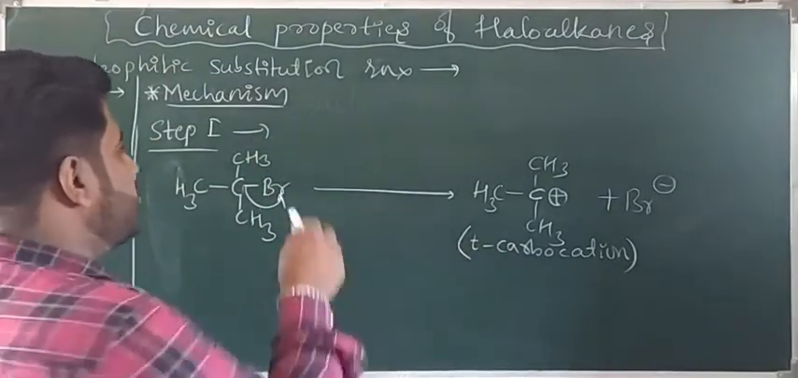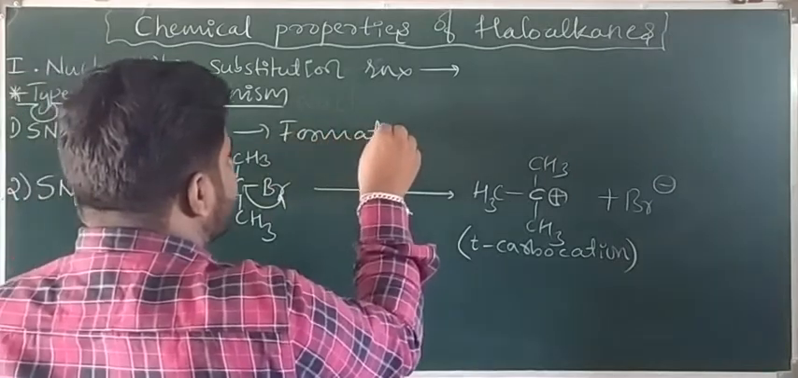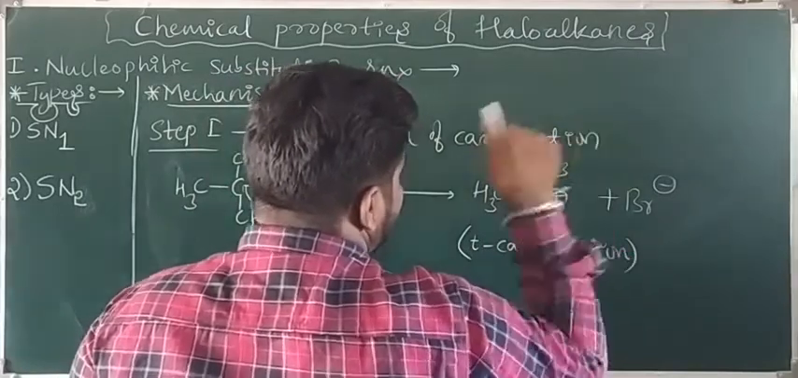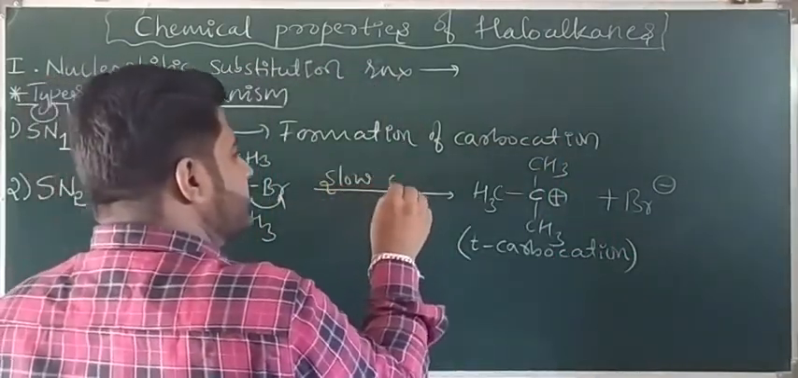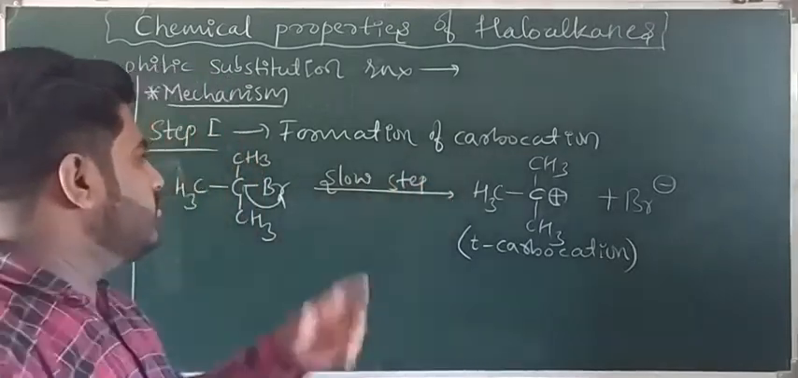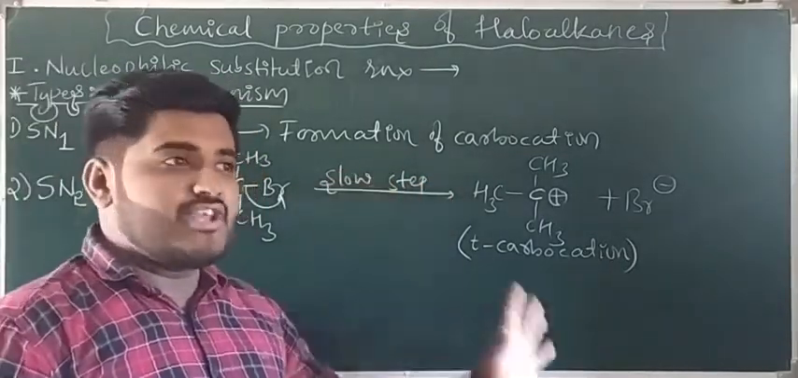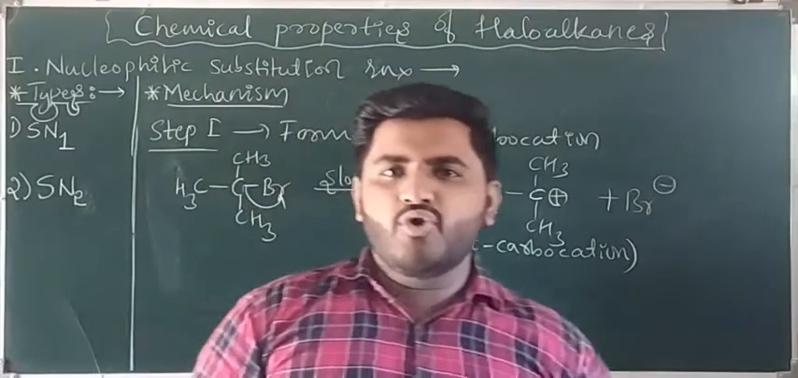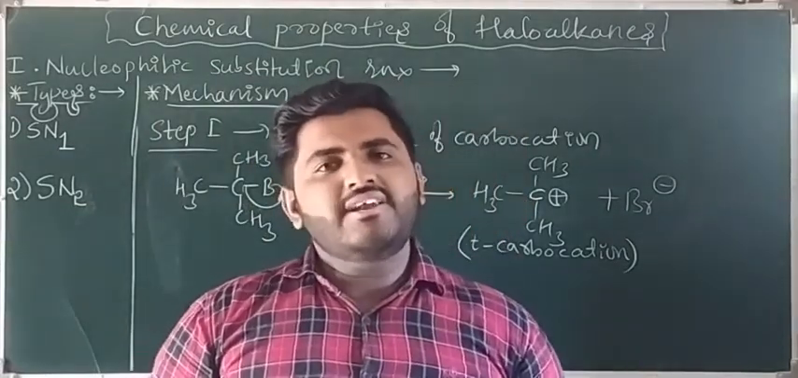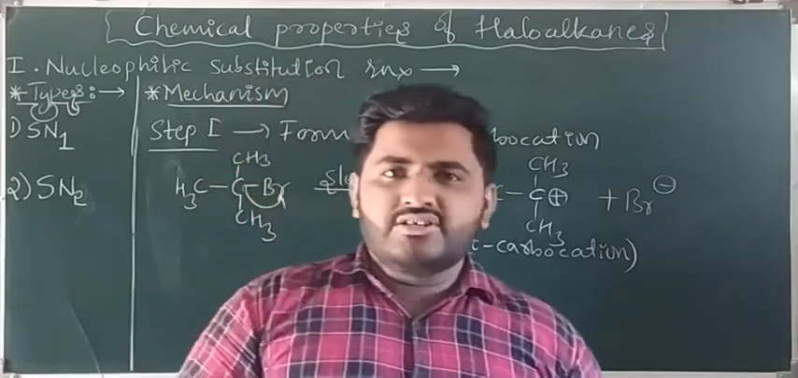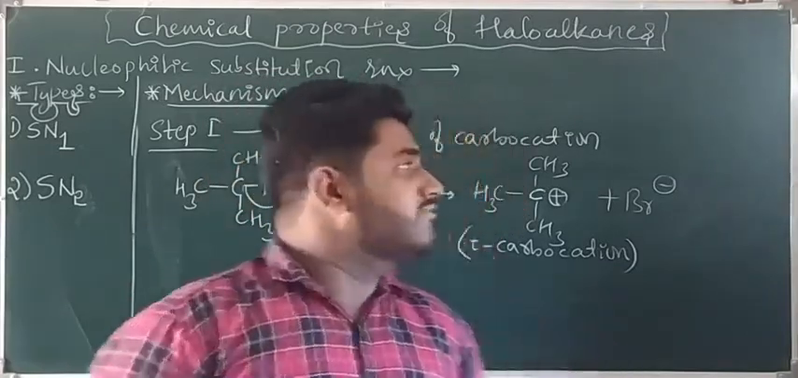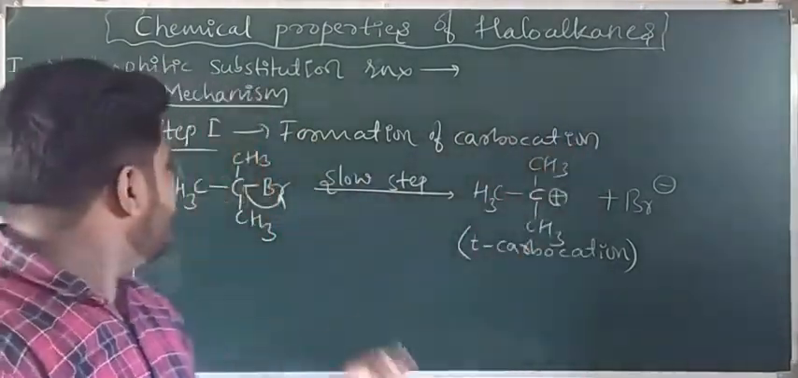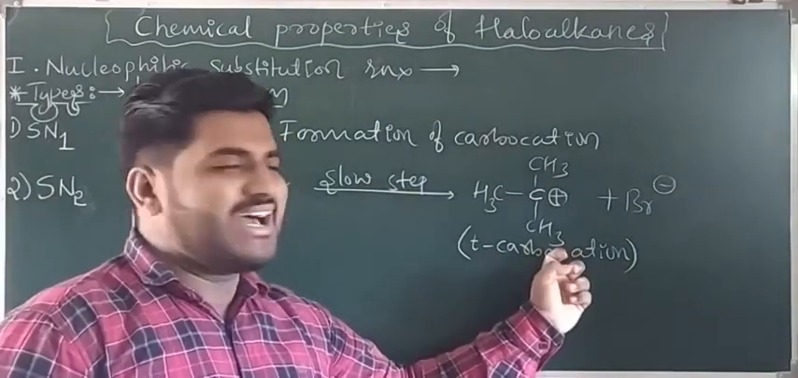That is nothing but formation of carbocation. This is a very slow step. Therefore, the slow step itself is the rate determining step. That means that the haloalkane, tertiary butyl bromide, when treated with alkali, gives tertiary butyl alcohol. That reaction involves a two-step mechanism. The first step is the formation of carbocation. In the first step, carbocation is formed.